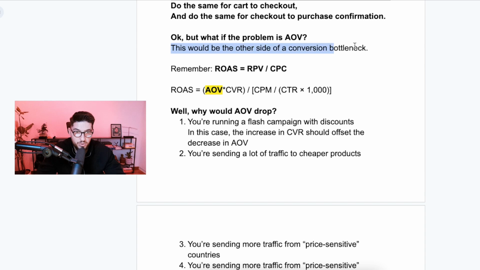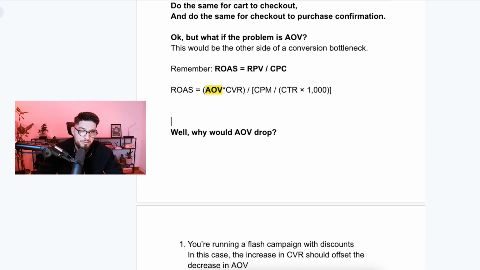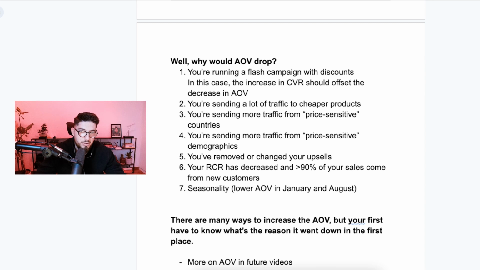So this will be the other side of a conversion bottleneck. Again, ROAS, revenue per visit, CPC. And revenue per visit is this thing. So here we have the AOV. Now, the first question is, why would the AOV drop? And we have to understand.